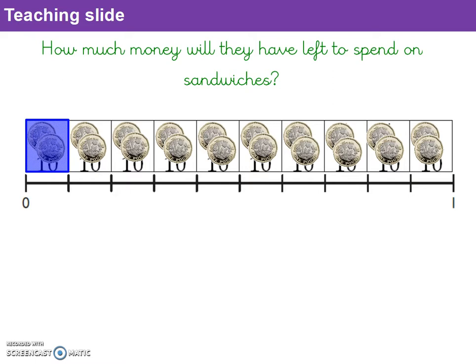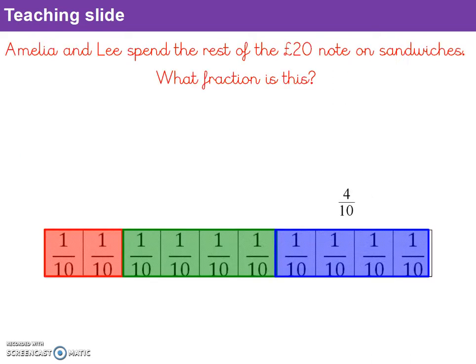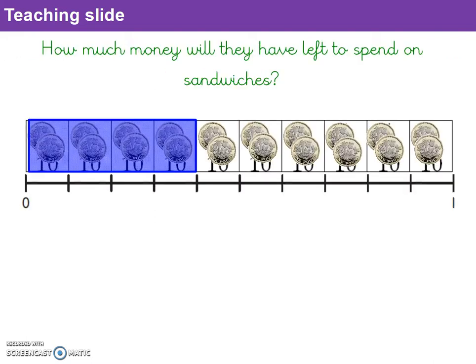But of course, if we remember from my original answer from question 1a, I'm going to be looking for 4/10 of those £20, which we can now see highlighted on this bar model. 4 of my 10 parts, £2 in each one, so I can count 4 lots of 2. 2, 4, 6, 8. So 4/10 of £20, the amount we're going to have left to spend on sandwiches, is going to be £8.